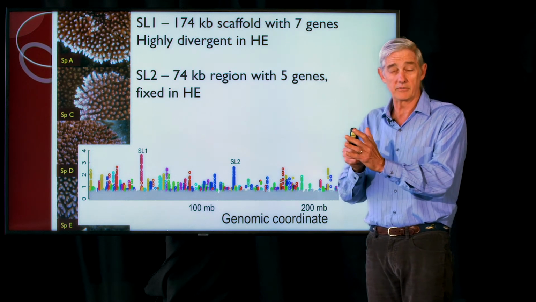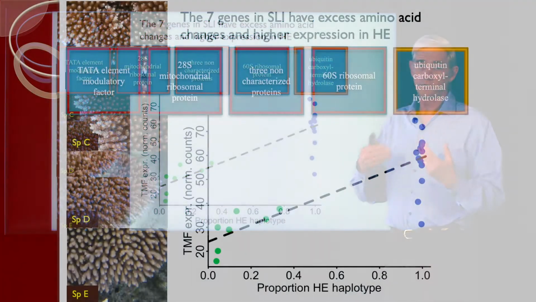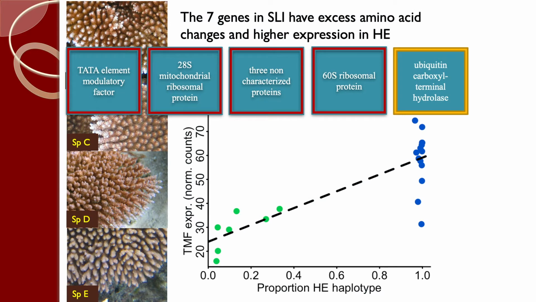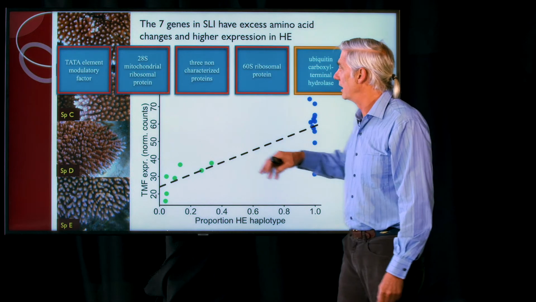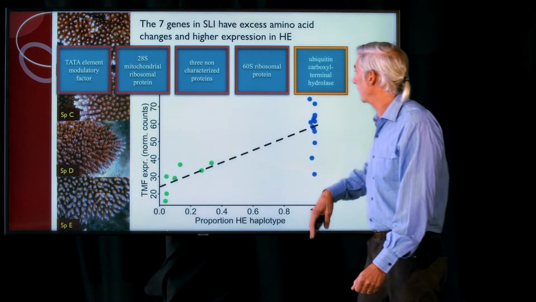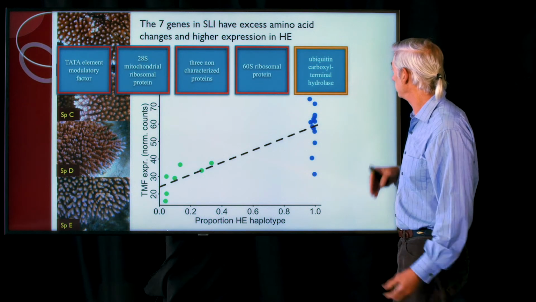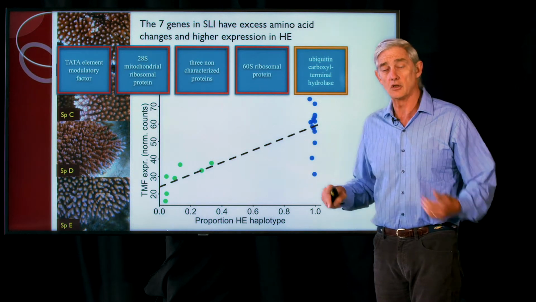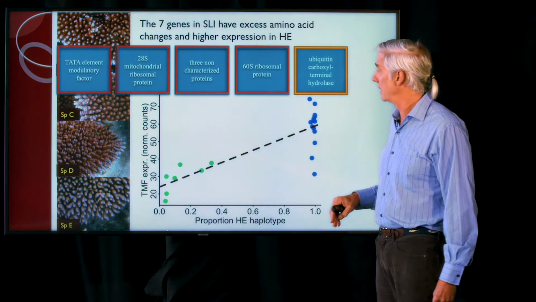It seems to be very divergent in this species with high heat resistance. What sort of genes are in there? So for SL1, there are 7 genes. These are their lists here, including 2 ribosomal proteins, a transcription factor, 3 proteins we can't characterize, and then 1 that is involved in ubiquitination of proteins as they're being degraded.